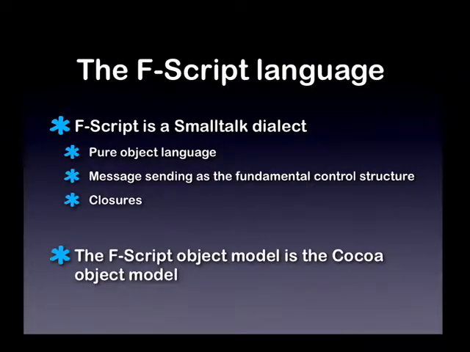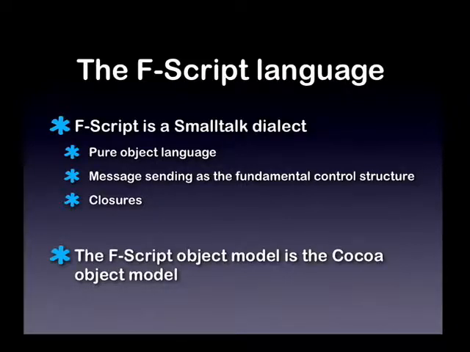Now, let me talk a little bit about the FScript language itself, showing you the syntax, so we can, after that, show you the cool stuff and the demo. So first, it's a Smalltalk dialect. It's a pure object language. Everything is an object. Numbers, Booleans are objects. Message sending is a fundamental control structure, and it has closures.